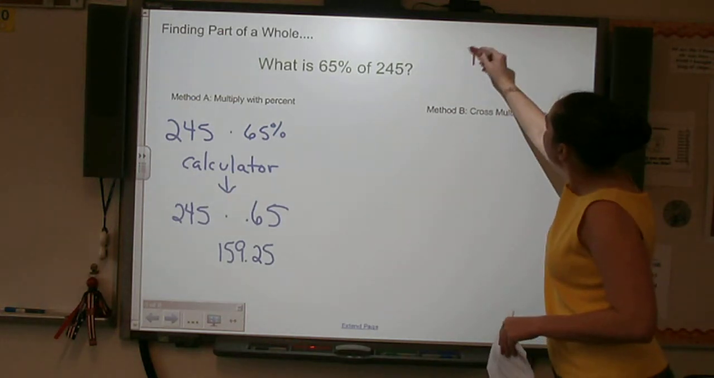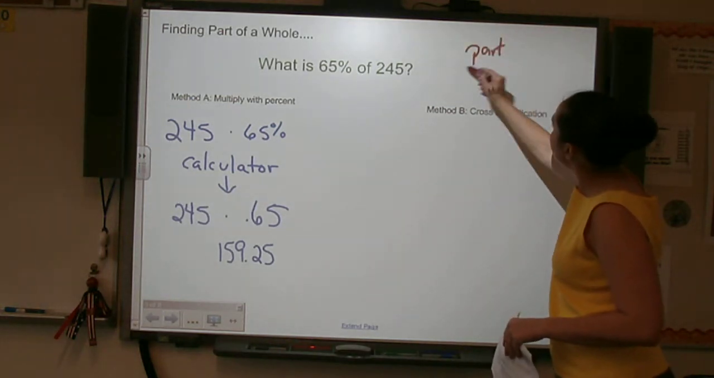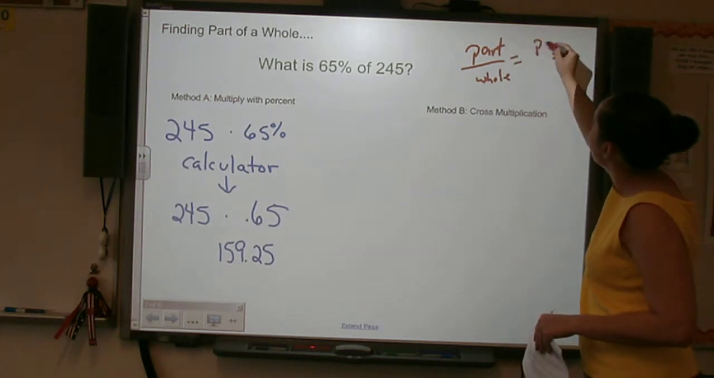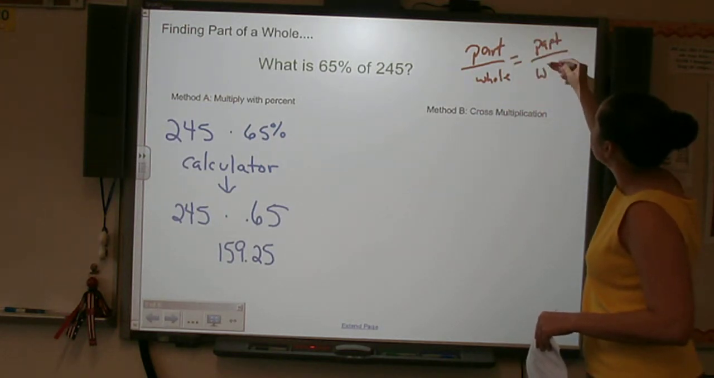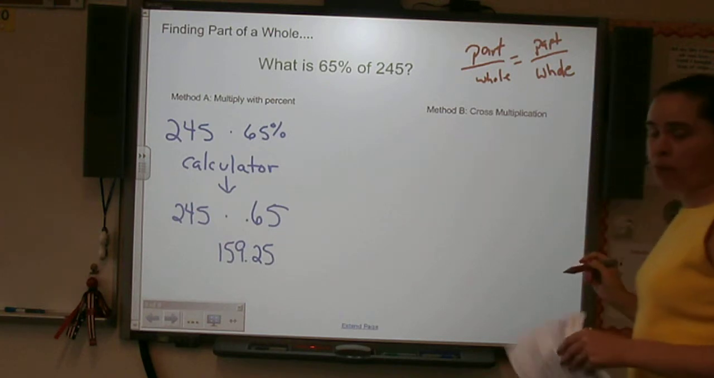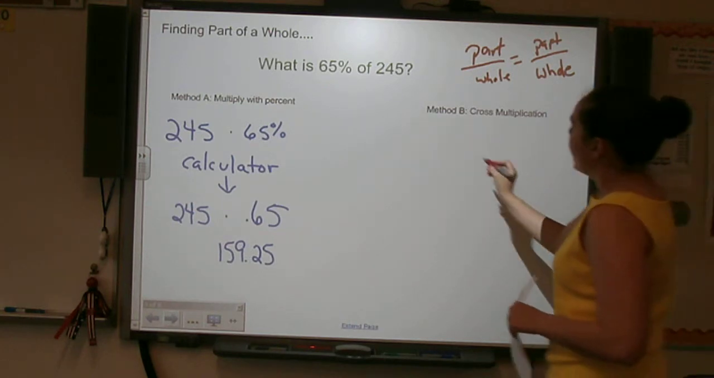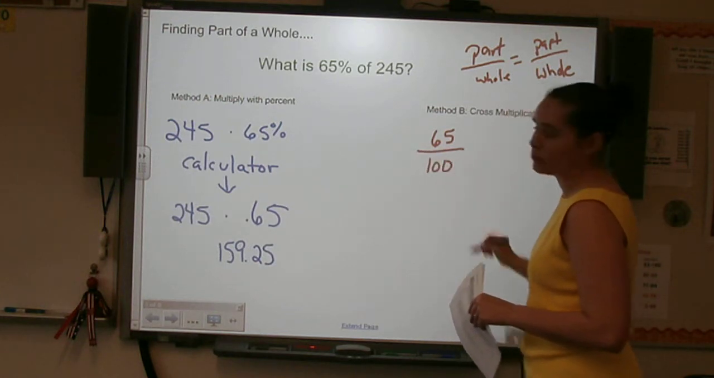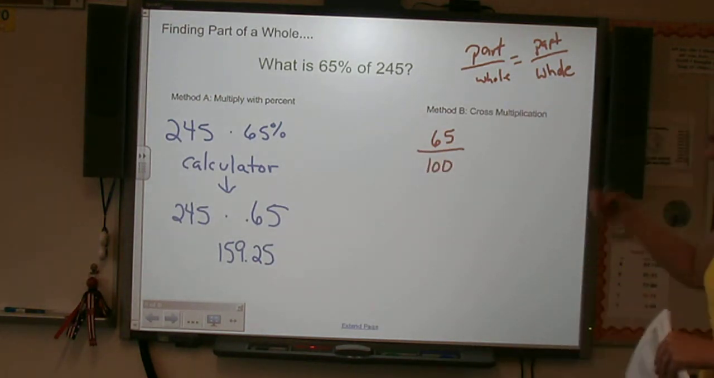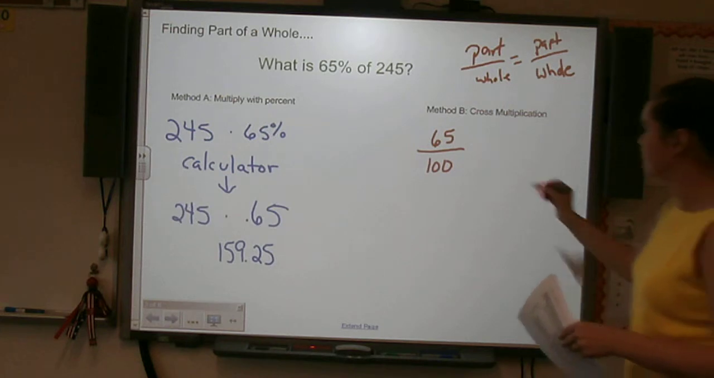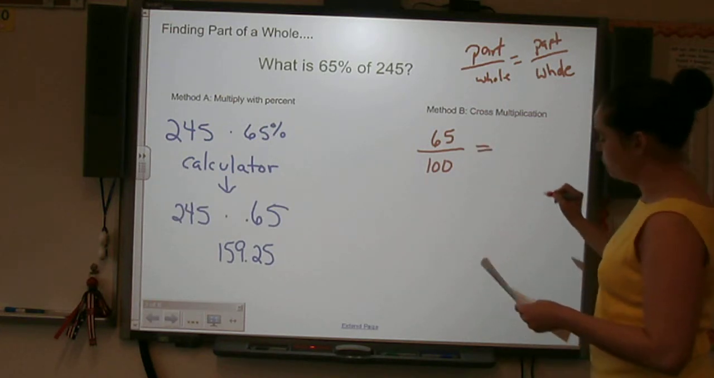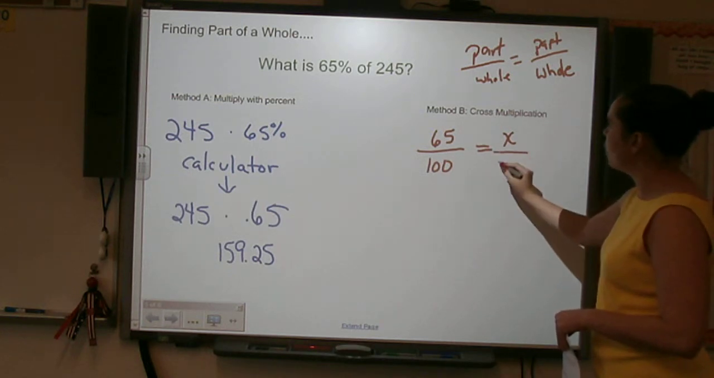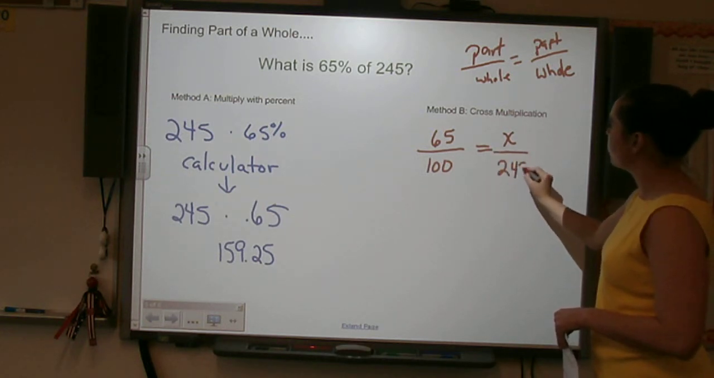And remember, our percentage has to do with part over whole. So if we have part over whole equals part over whole, now we can set up our proportion. So we have 65, which is our part. Our whole would be 100, because we have 100%. We want to know what 65% is. And that is equal to, and we don't know our part, that's what we're trying to find out, but we know that the whole is 245.